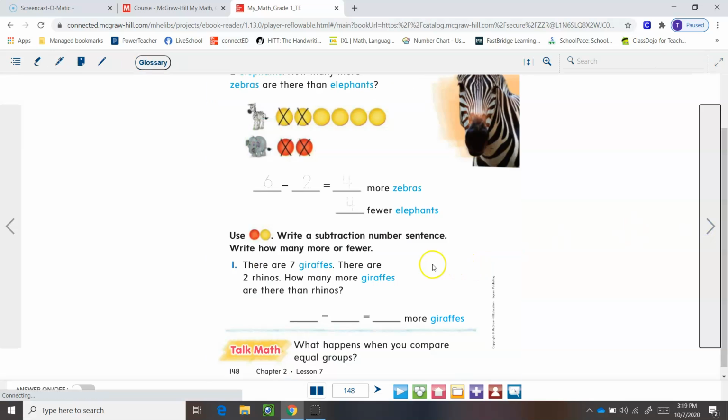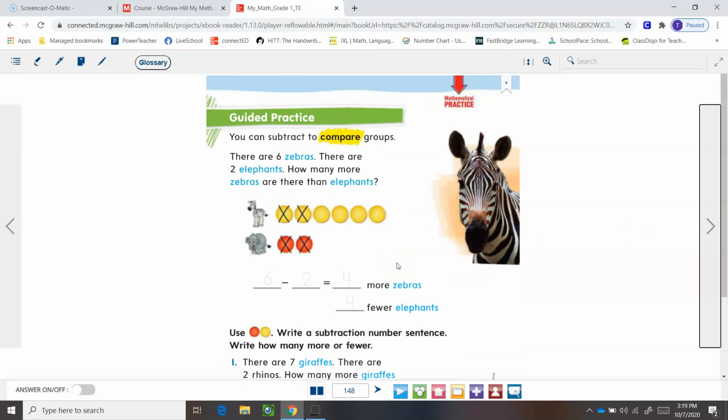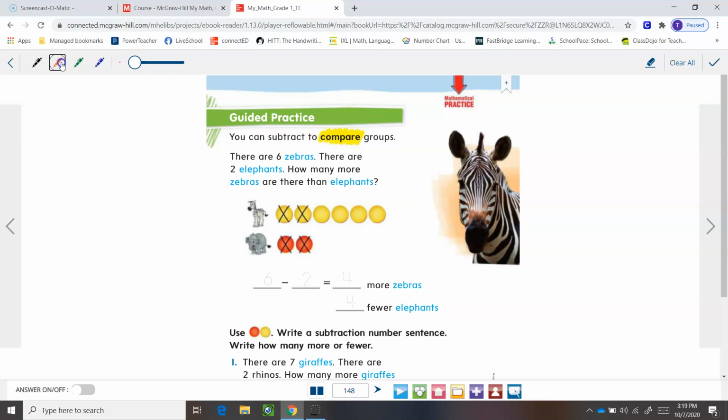Let's look at our practice today. We're going to be looking at comparing groups. You can subtract to compare. In our word problem, just like we did yesterday, we want to make sure that we underline what we know and circle what we don't. So to start off with, there are 6 zebras. There are 2 elephants. How many more zebras are there than elephants?